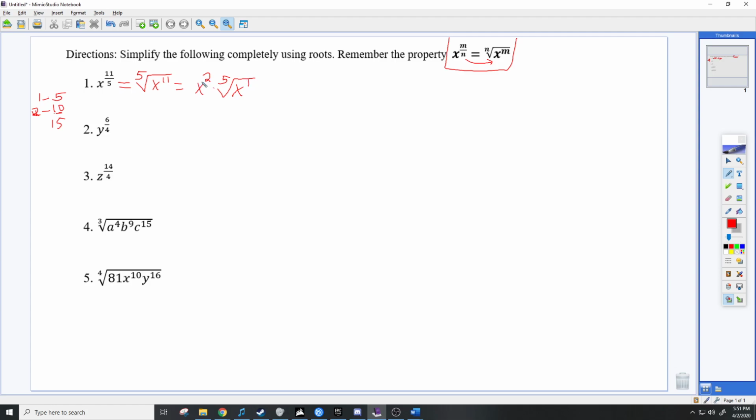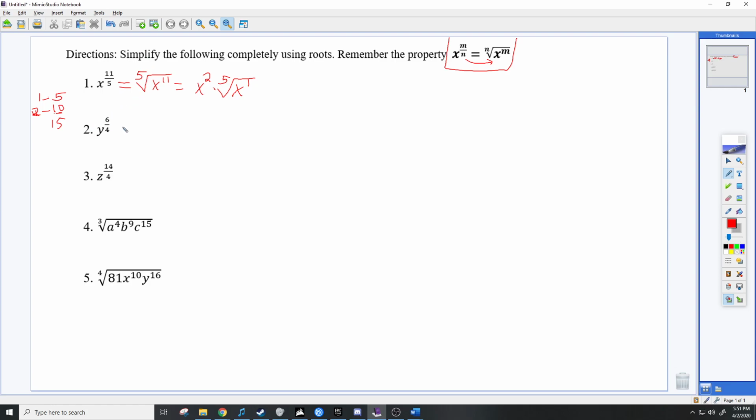I know it looks weird because we have x squared on the outside, but we technically took out 10 x's from the inside. But when it goes through the root, every set of 5 comes out as just 1 on the outside. Hopefully that makes a little bit of sense. It just takes some time and practice to do it. So we're going to do a couple more just like that.